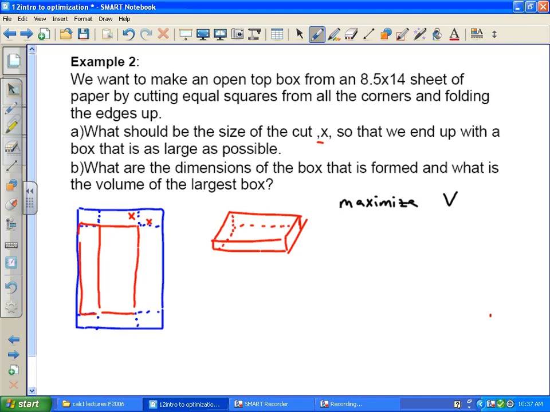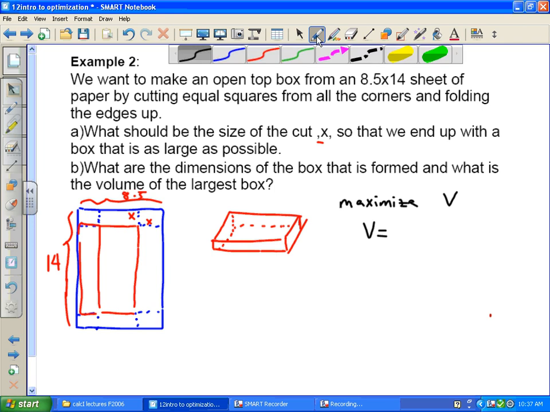Now, volume, we need to write an equation for it. And the only thing we know is really the outside dimensions of this paper. Like this side was, to begin with, 8.5. And this side was 14 inches. Now, when you cut x from here, how much are you left with then for this side of the base of the box? Let's say this is the same as this.